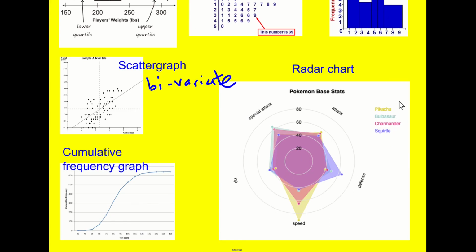If you ever played Pokemon, then this might have come in useful, knowing the Pokemon base stats for some of the Pokemon you could get right at the start of the game. We've got the fact that Pikachu is the fastest, and we can compare them all really quickly using this nice radar chart. Okay, that is it for this lesson.